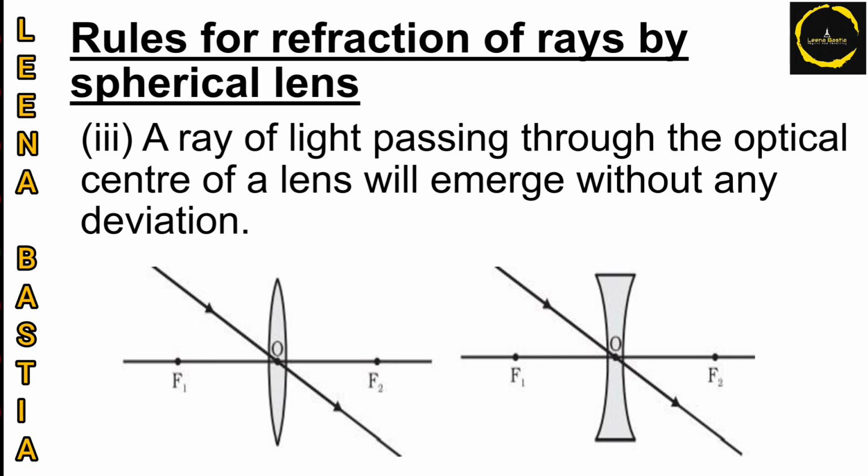Right? So what is the third rule? Let us see. A ray of light passing through the optical center of a lens will emerge without any deviation. That means when it passes through the optical center, it will pass just like that without deviation. So we can also say there is no refraction in this case, it simply passes through that optical center. It is the same for both lenses. That's it, there are three rules in case of spherical lenses. Any two rules we will follow to find out the position of the image.